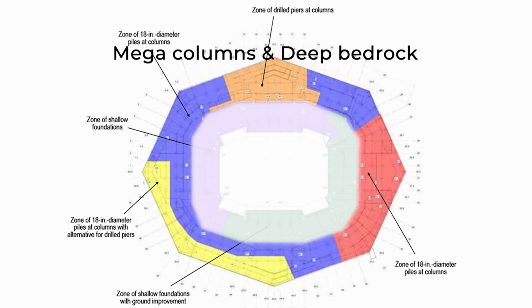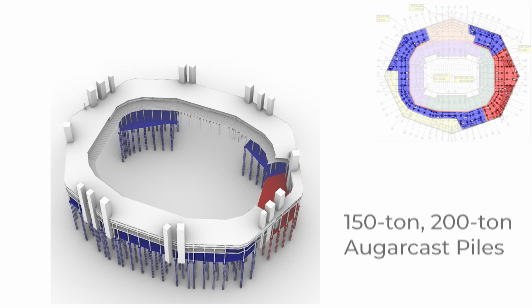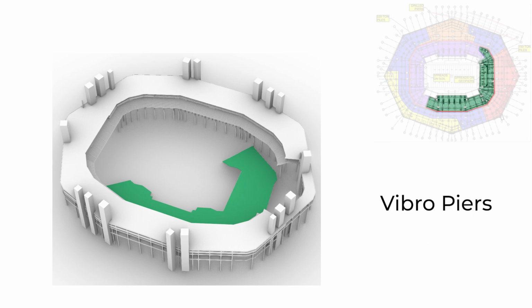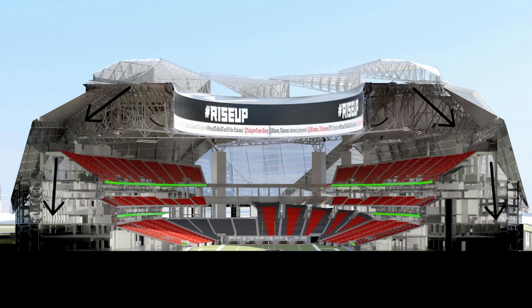In particular, areas beneath mega columns were reinforced with high-strength foundation systems to ensure structural continuity and load stability. This adaptive approach allowed the foundation system to respond flexibly to real site conditions, providing a stable base for safely transferring structural loads into the ground.